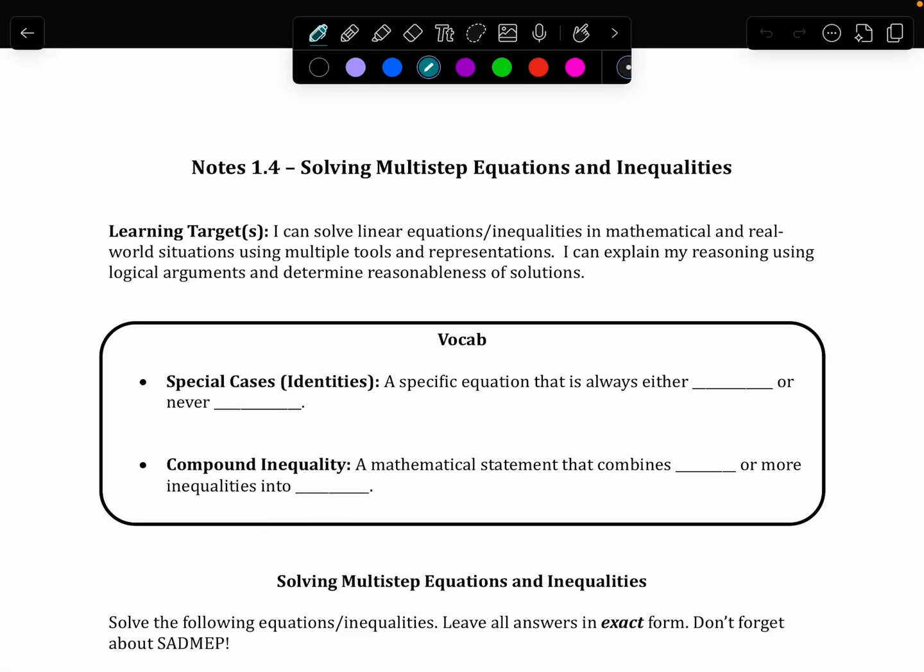Good afternoon, everybody. We are going to be talking about the 1.4 notes, which is solving multi-step equations and inequalities. This is just going to be an expansion over the notes that we talked about last time, where we only did 1 and 2-step equations and inequalities.